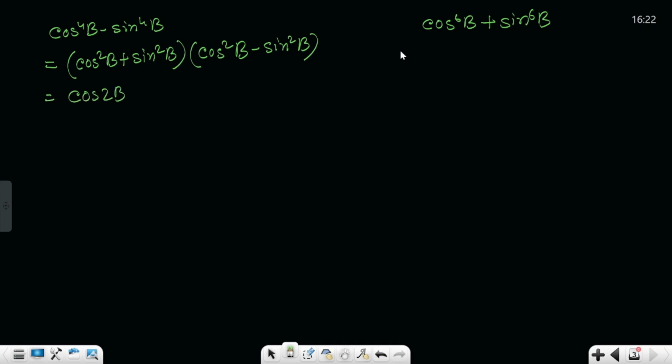Right? Now we will simplify this. So this is actually cos square b whole cube plus sin square b whole cube.